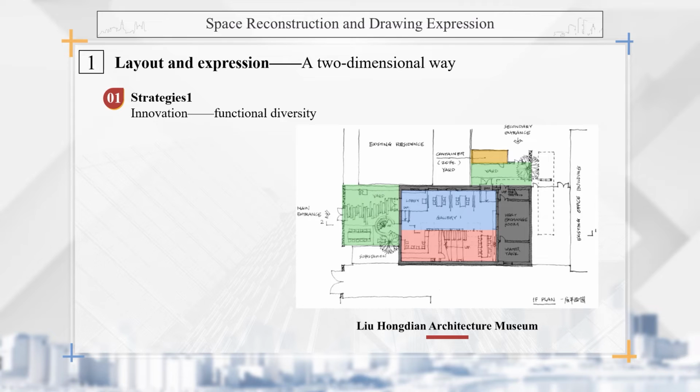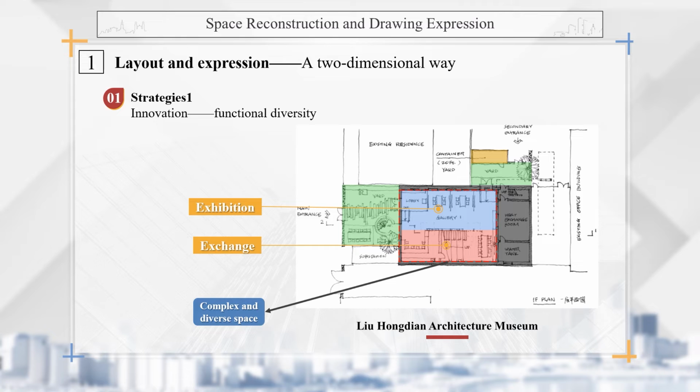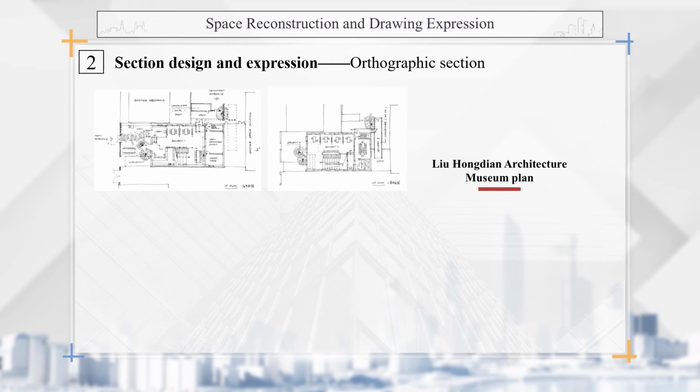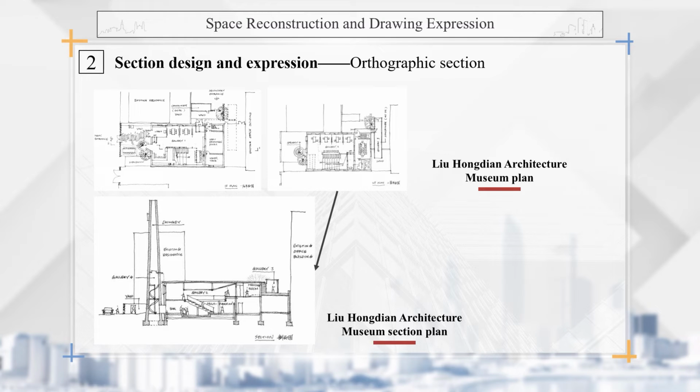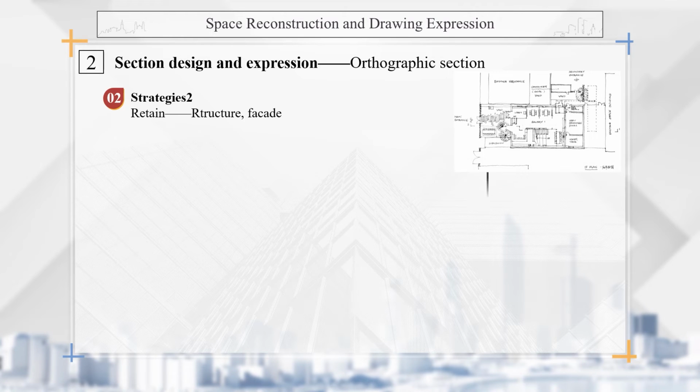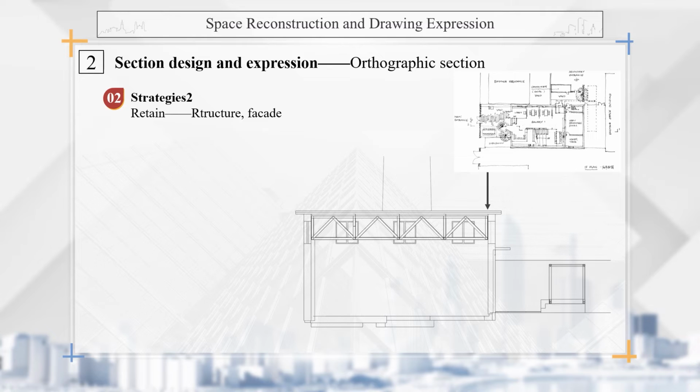Firstly, we adopted the treatment strategy of integrating the new with the old. According to the requirements of reusing functional diversity, we divided the plan to form two functions: first floor display and communication. The communication space here itself has compound diversity. Then, according to the plan layout, the vertical space reuse is considered. Combining the plan layout, dividing the space in vertical direction, the cross-sectional expression of an orthographic projection is formed.